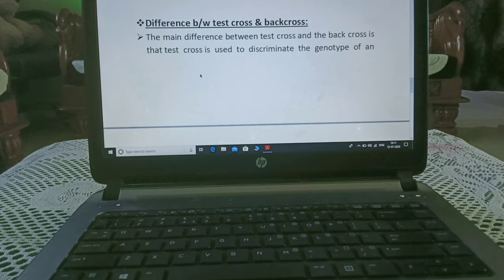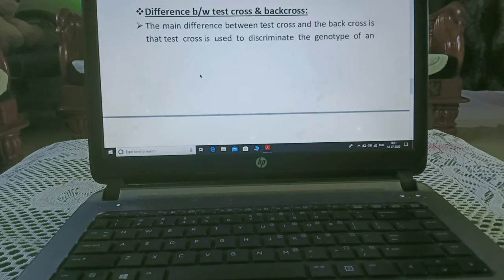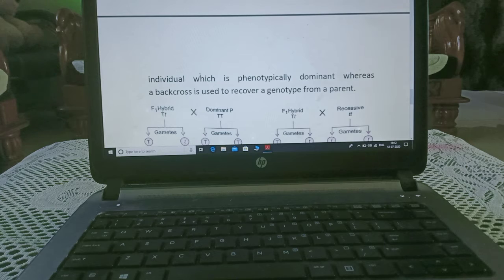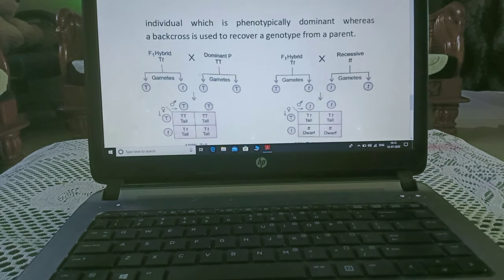Difference between test cross and back cross. The main difference is that a test cross is used to discriminate the genotype of an individual which is phenotypically dominant. On the other hand, a back cross is used to recover a genotype from a parent.